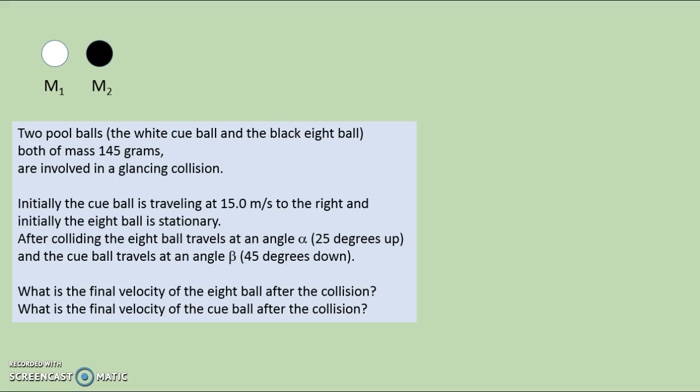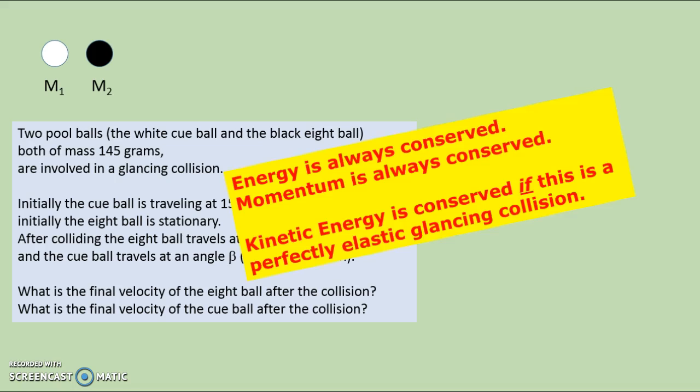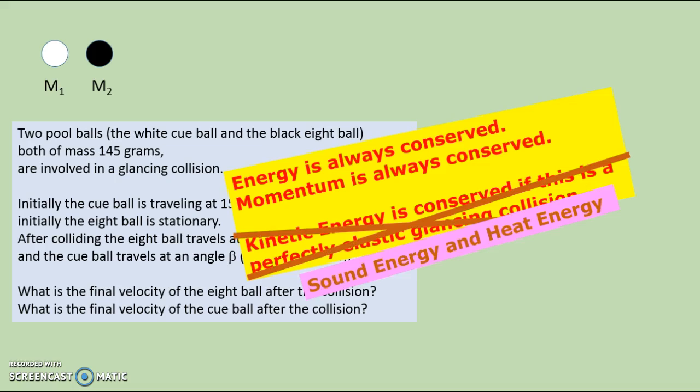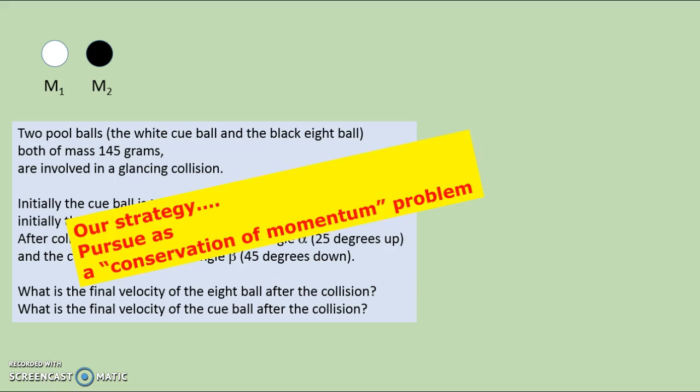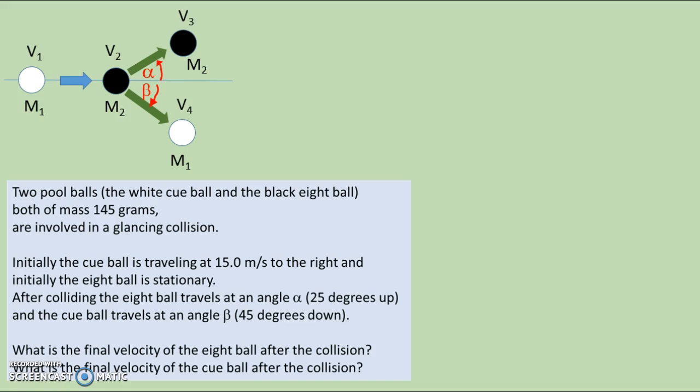Okay, so we've got two masses and we have two questions to solve for. In a situation like this, energy is always conserved and momentum is always conserved. Kinetic energy is conserved if this is a perfectly elastic glancing collision, and we're not told that this is perfectly elastic, so we cannot use conservation of kinetic energy, 1/2 mass times velocity squared, because some of the kinetic energy is converted to sound energy and heat energy. So we have to pursue this as a conservation of momentum problem.